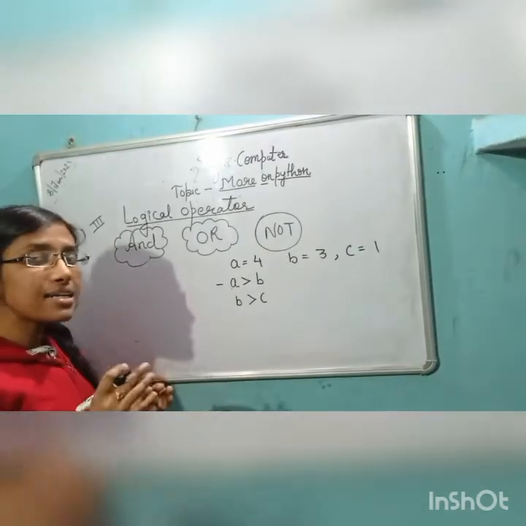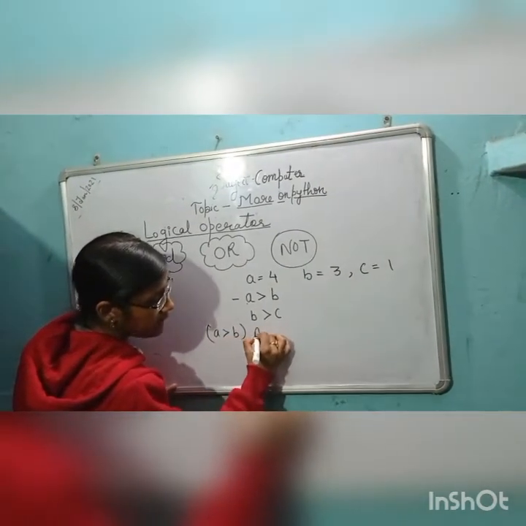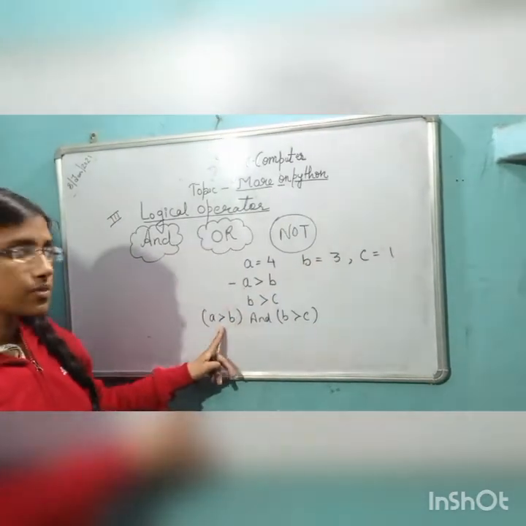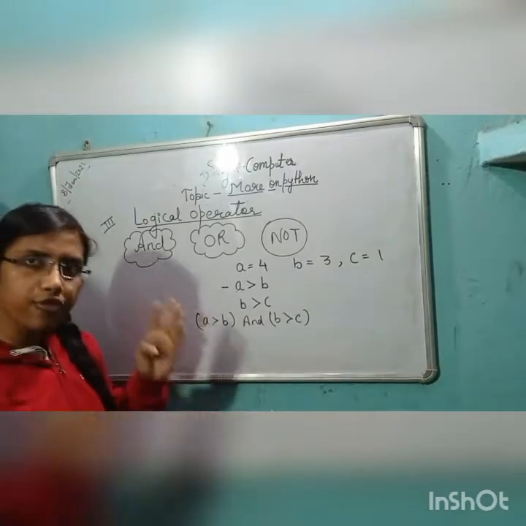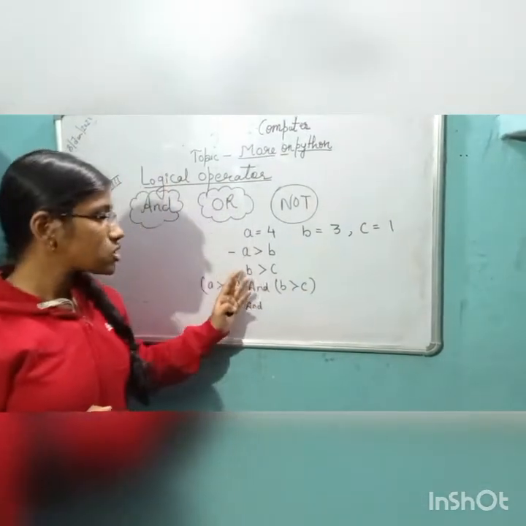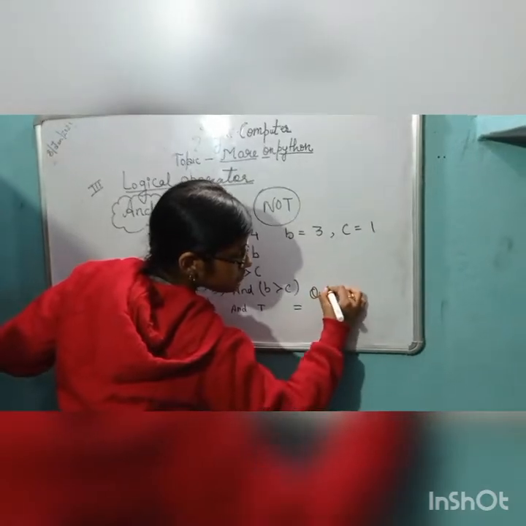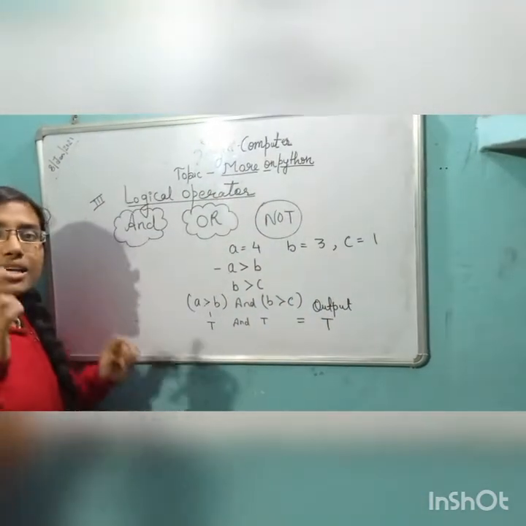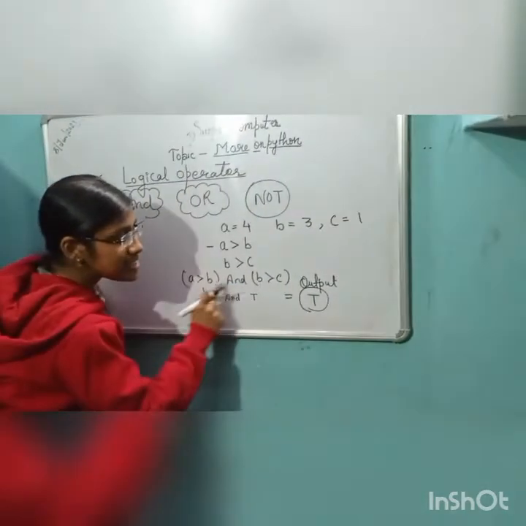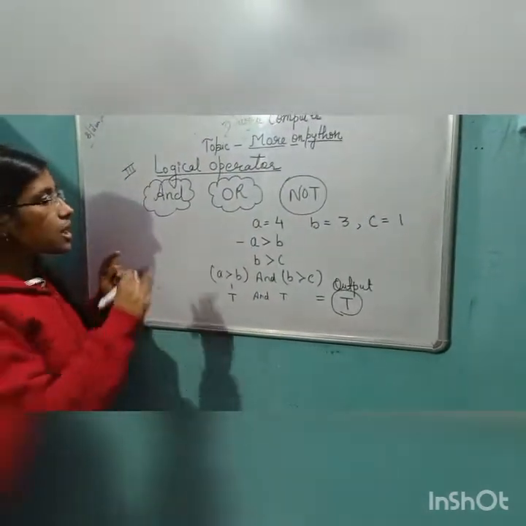Now let us use the AND operator first. AND logical operator. A is greater than B and B is greater than C. Now see here. A is greater than B. A value is 4. Of course. So the statement is true. And the next statement, B is greater than C. B is 3. Of course it is greater. So this statement is also true. What will be the output of this? True. So what does the AND operator do? It will result in output as true if both the statements are true. Then only the output will be true. Now next, OR operator.